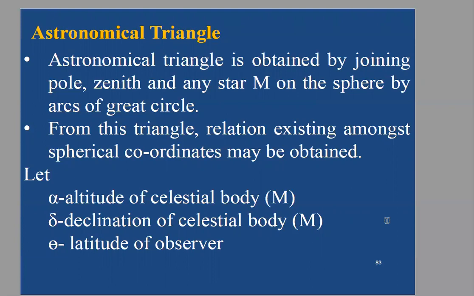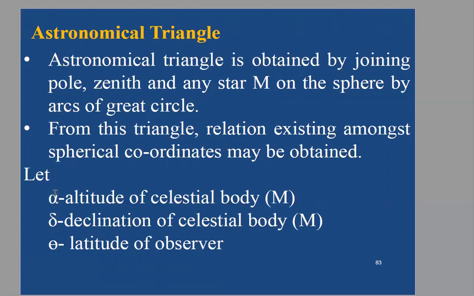The astronomical triangle is obtained by joining the pole, which we are well aware of, and the zenith, that is the vertical position from the observer vertically up, and then any star, that is M, by joining these points with arcs of great circle. Now from this triangle, relations existing among these spherical coordinates may be obtained. So using these triangles, we can establish a relation.